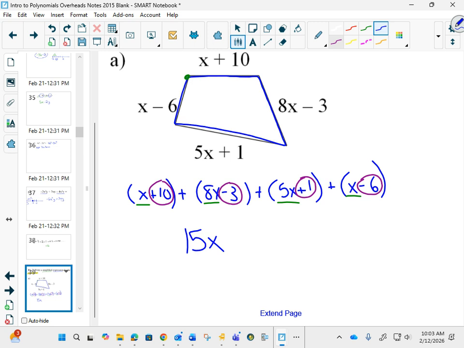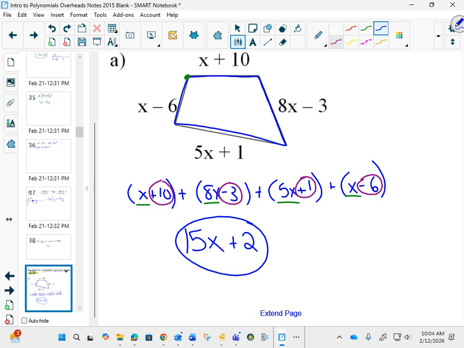What about our numbers? Those are the ones I circled in purple. So you see how itemizing your like terms makes your math easier after, because now I have to put these ones together. 10 minus 3 is 7, plus 1 is 8, minus 6 is 2, 2 plus 2. This is our final answer.